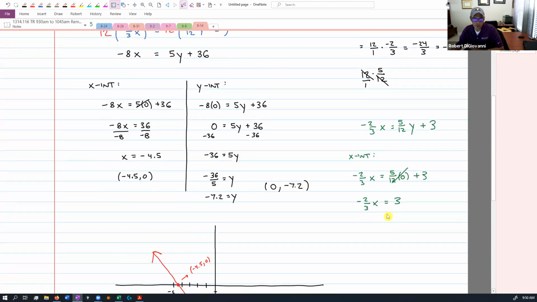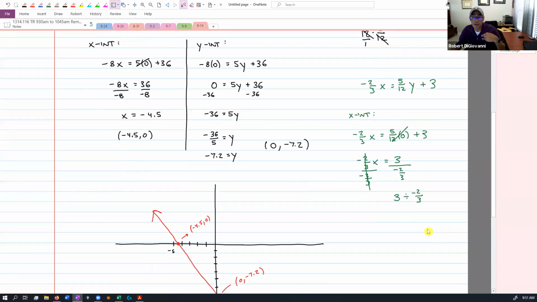Does anyone know what to do here to get x by itself? Because we have to divide by a fraction, -2/3. You divide by -2/3. Yeah, you could divide both sides by negative 2/3. Now, if we do that, it'll go away over here, right? But over here, we have to take that and divide by negative 2/3. So here's what you would have to remember, that this really means 3 divided by negative 2/3.